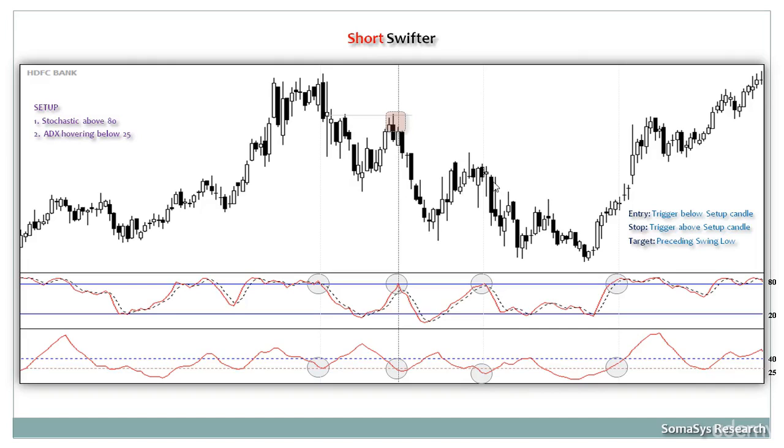Now this setup here again doesn't have a reference resistance point, and accordingly we will avoid taking a trade here despite it turned out to be profitable. But that is completely okay. Now this example over here will emphasize how important it is to wait for trigger points.